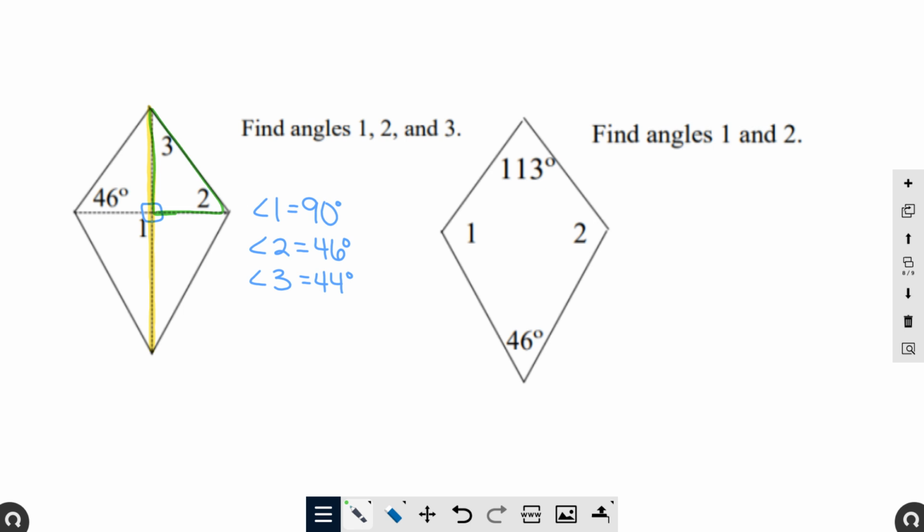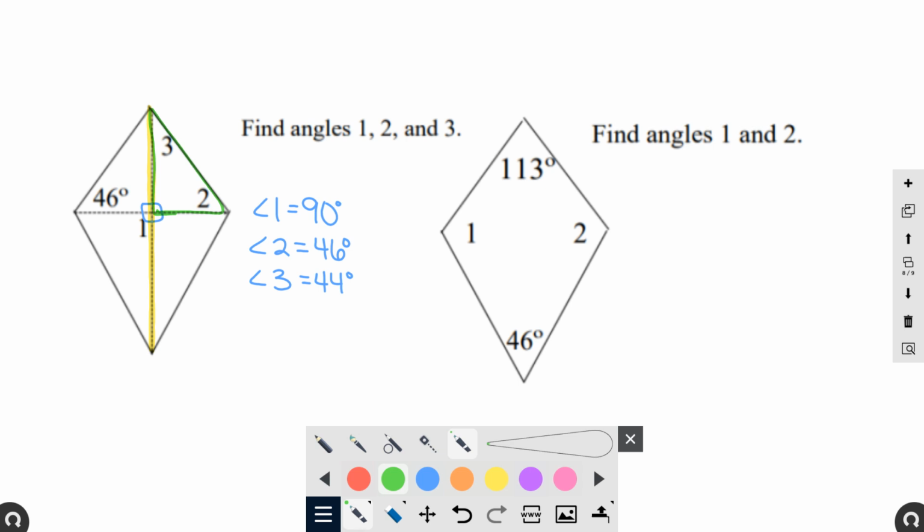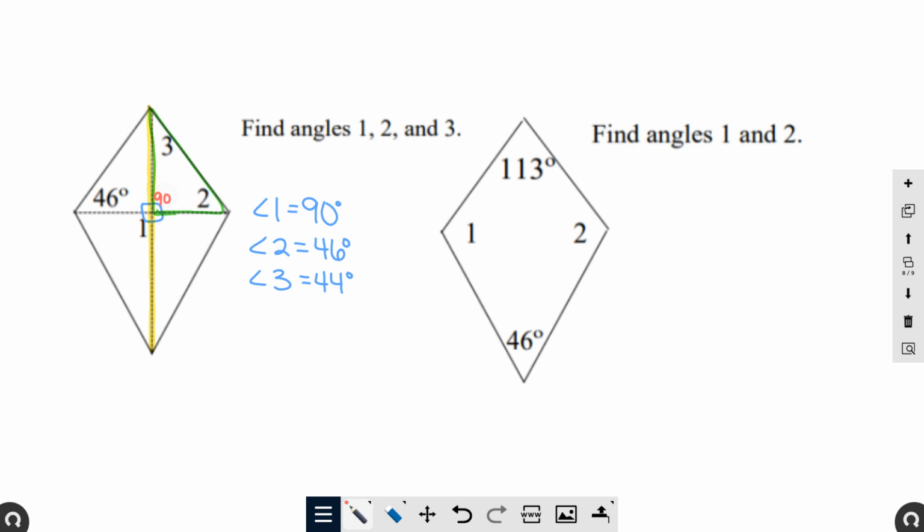That's right. Remember, it makes a right triangle. So if this angle's 90, this angle's 46, that angle has to be 44. So if you wanted to write them in, that way you can see it in the picture. You can draw a triangle to the side. There's a triangle. So those 3 angles should add up to be 180.